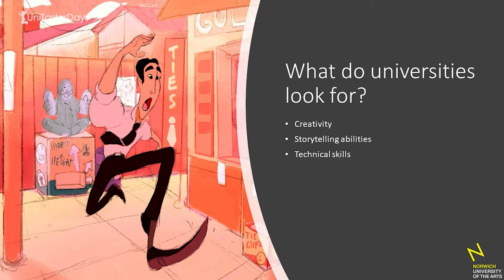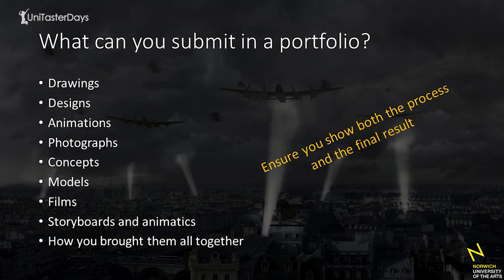What do universities look for in a prospective student who applies to study animation visual effects? Universities want to see your creativity, your storytelling abilities, and of course, your technical skills. Which means when you apply for a program in animation visual effects, what you submit can consist of your drawings, your designs, your animations, your photographs, story concepts, character concepts, models, if you have done puppets or if you have created 3D models, any films that you've made, and any storyboards that you have created, if you have edited them together to create animatics, and how all of them come together, how you have brought everything together.